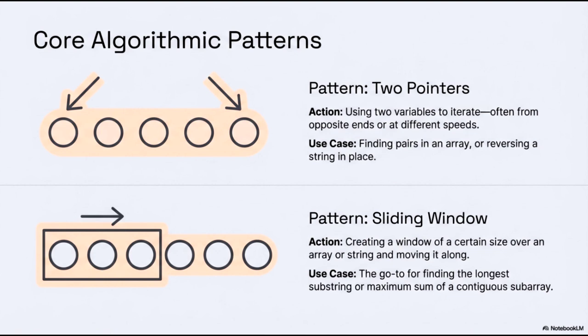Second, we have the sliding window pattern. This involves defining a specific range, or window, over an array or string and shifting it across the dataset. This is the primary solution for problems involving contiguous elements, such as identifying the longest substring with specific properties or calculating the maximum sum of a subarray. By only updating the window as it moves, we significantly optimize the computational process.